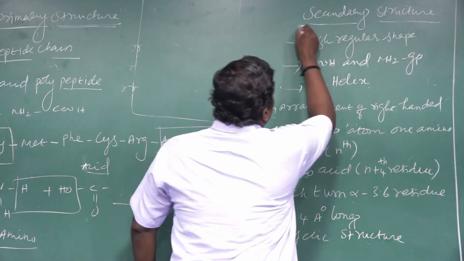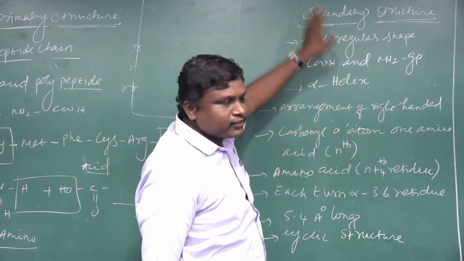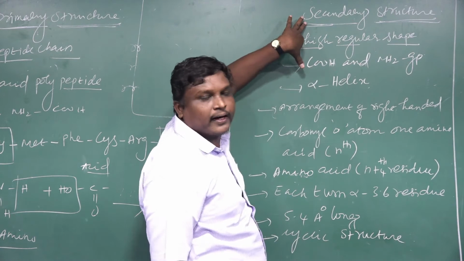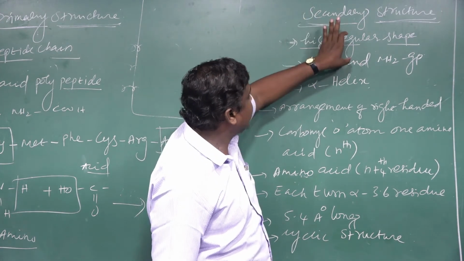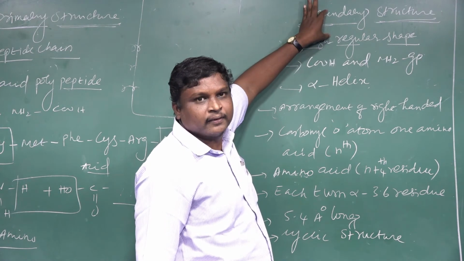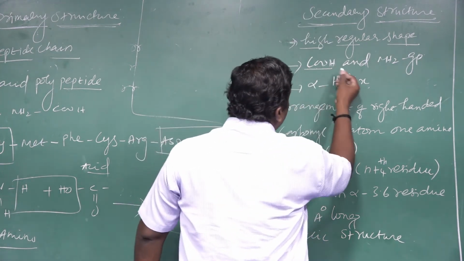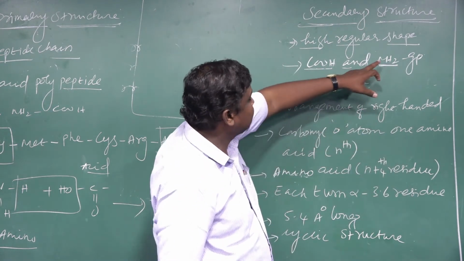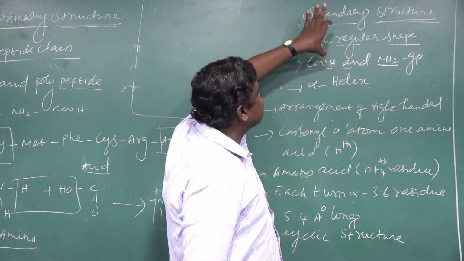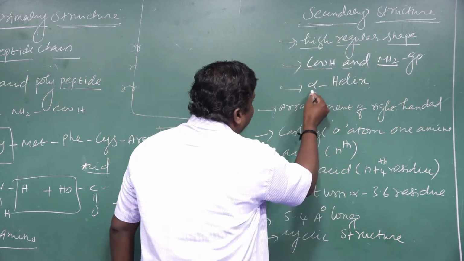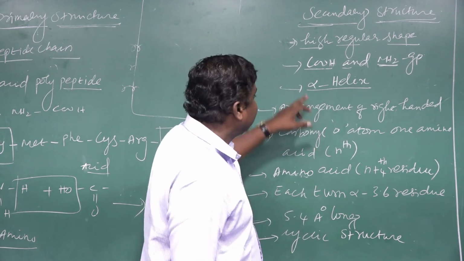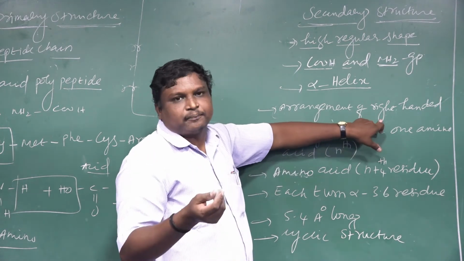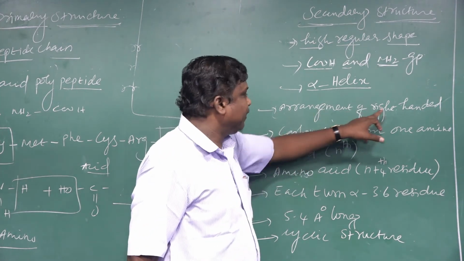Next one, secondary structure of proteins. First, the secondary structure of protein has a highly regular shape. Second, point number 2, it contains a COOH acid group as well as an NH2 group. The secondary structure is further classified, first number 1, alpha helix. In this alpha helix, the arrangement is on the right-hand side.